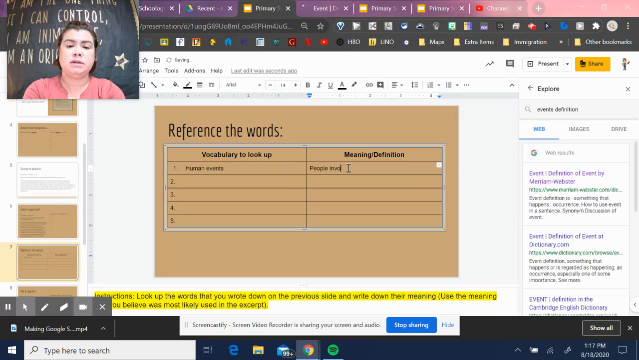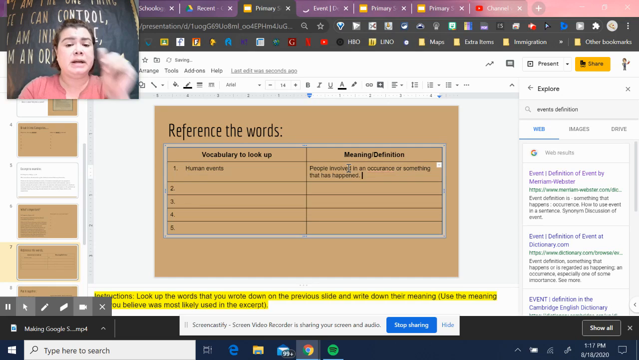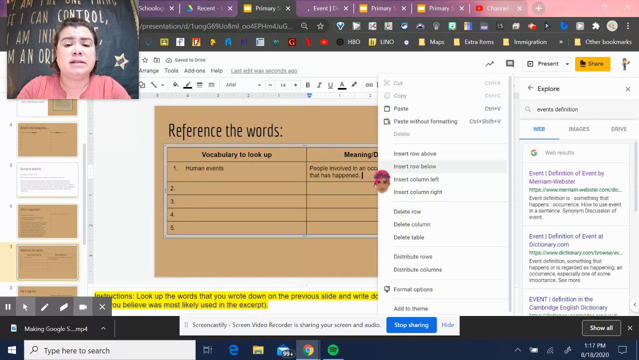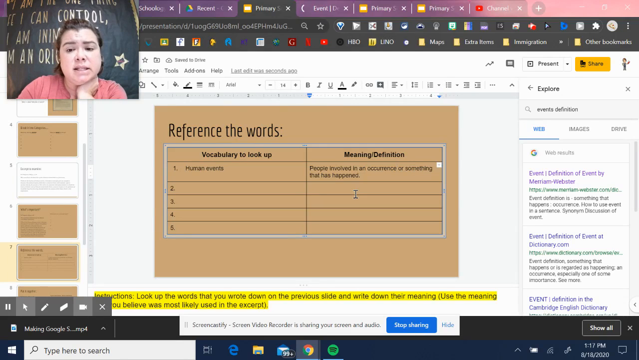Involved in an occurrence or something that has happened. Now, it doesn't exactly tell us, like a bam, I can copy and paste the definition here. I kind of had to put it together for myself. So, people involved in an occurrence or something that has happened. We don't necessarily know if it's a negative thing or a positive thing, but this might help us better understand what was going on in the excerpt, okay?